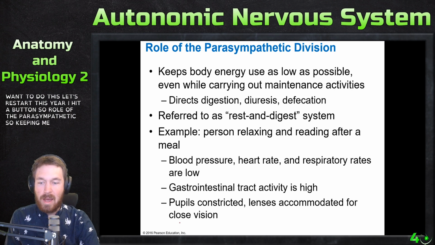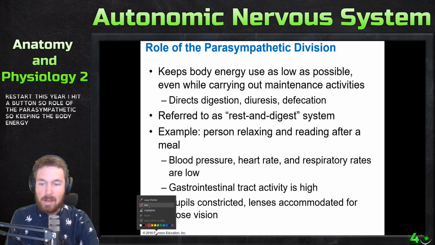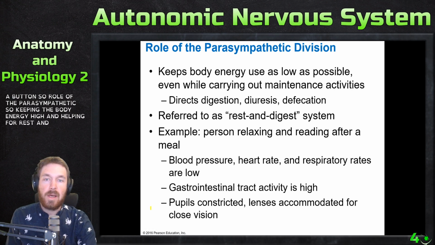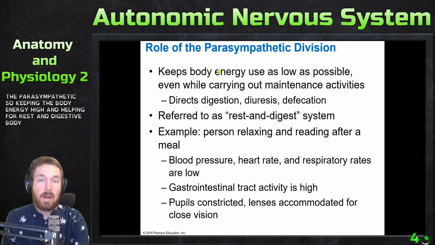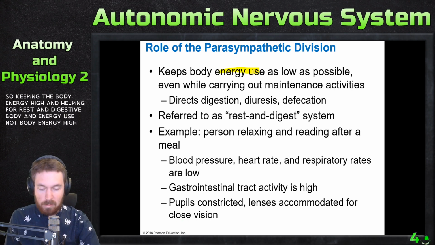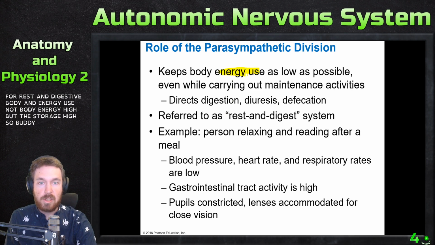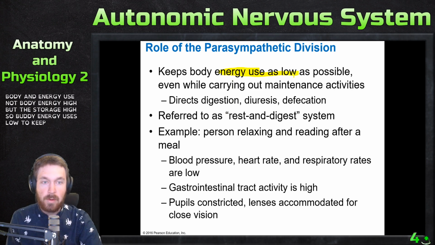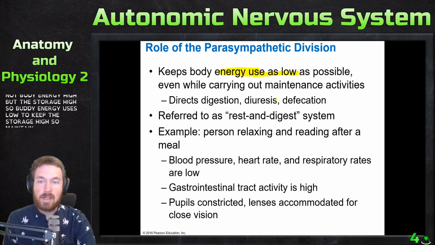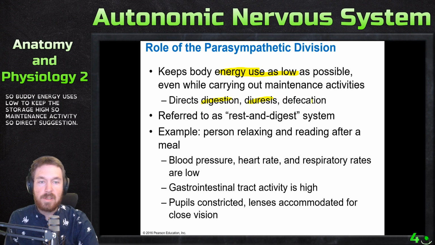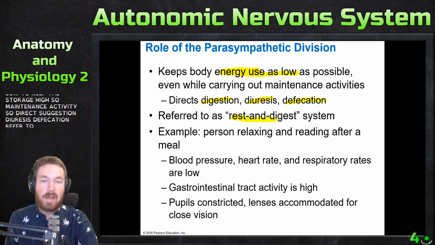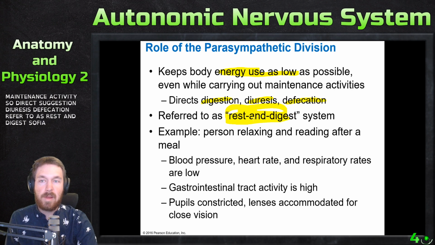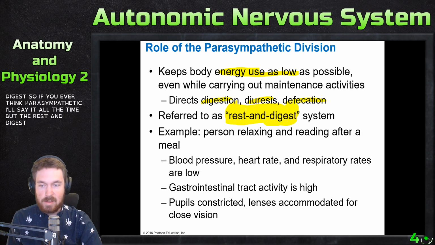So role as a parasympathetic. Keeping the storage high and helping for rest and digest. So body energy use is low to keep the storage high. So maintenance activities, so directs digestion, diuresis, defecation, referred to as rest and digest. So if you ever think parasympathetic, I'll say it all the time, but the rest and digest system.